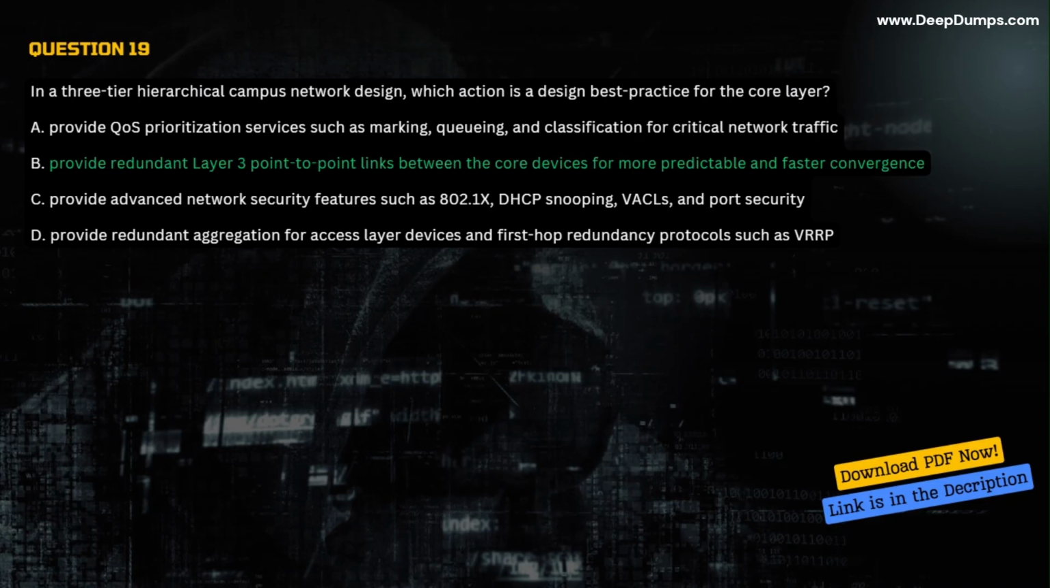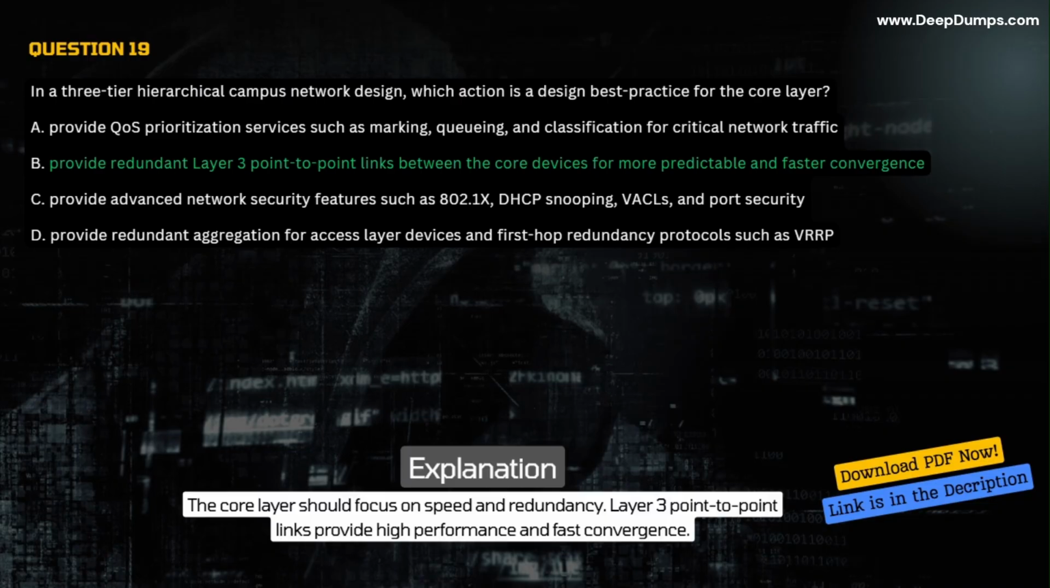Correct answer B. Provide redundant Layer 3 point-to-point links between the core devices for more predictable and faster convergence. Explanation. The core layer should focus on speed and redundancy. Layer 3 point-to-point links provide high performance and fast convergence.